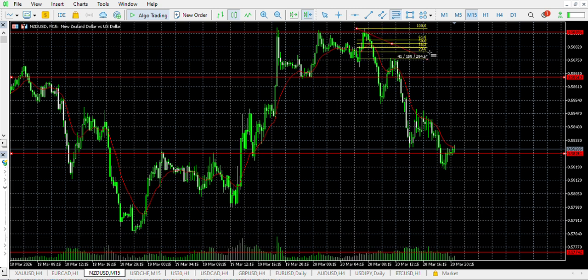We are drawing from this area, point A, before the market starts to pull back and make a break of structure to the downside. So we draw from point A to point B, and then we consider 61.8 as the highest retracement level.